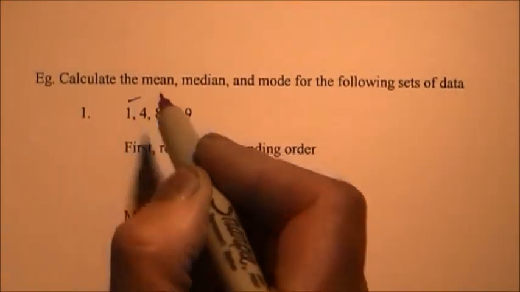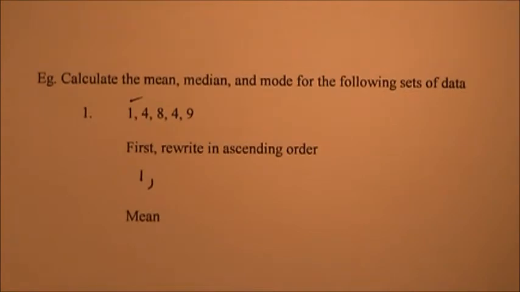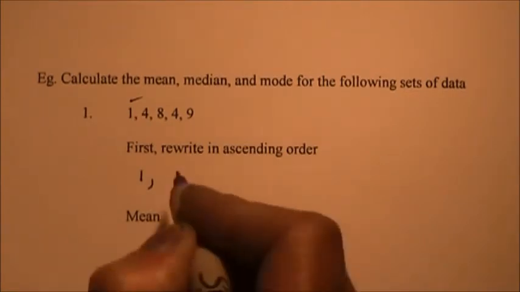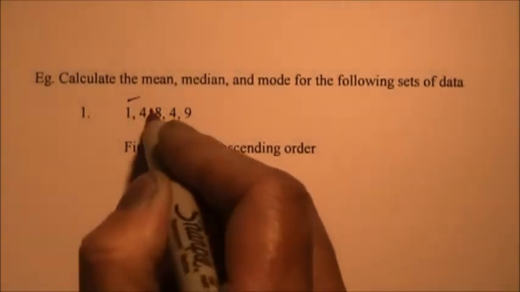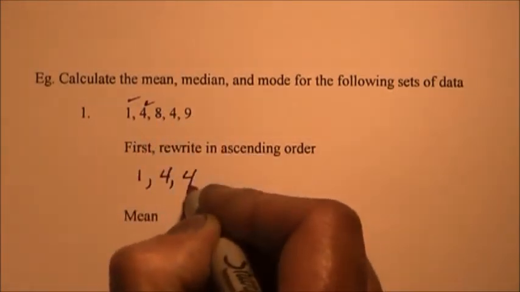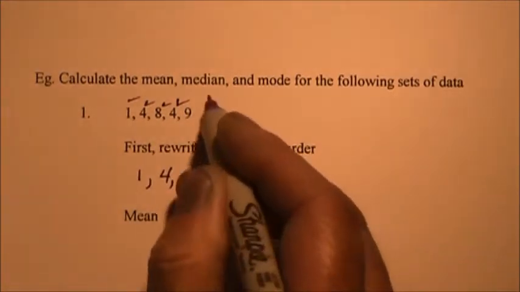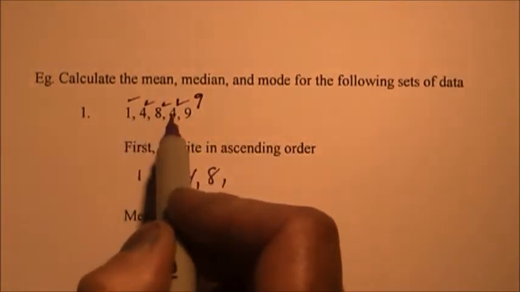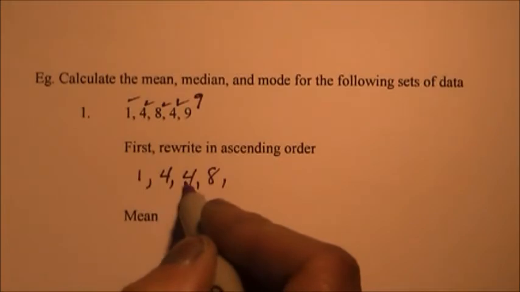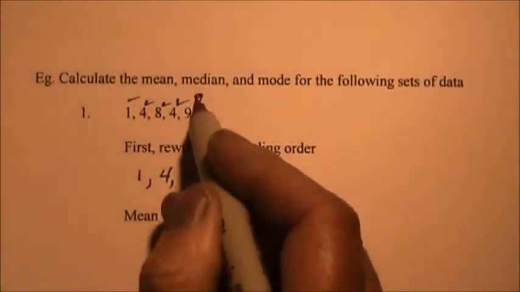And I often check off a number once I've used it so that I know I don't have to use it again. Then I look and I see I have 4. I have another 4. I have an 8. And a 9. 1, 2, 3, 4, 5 numbers.